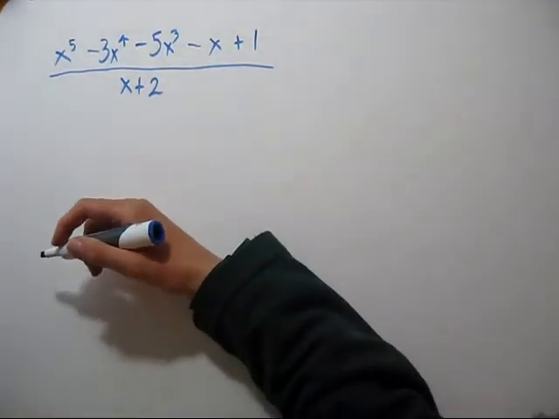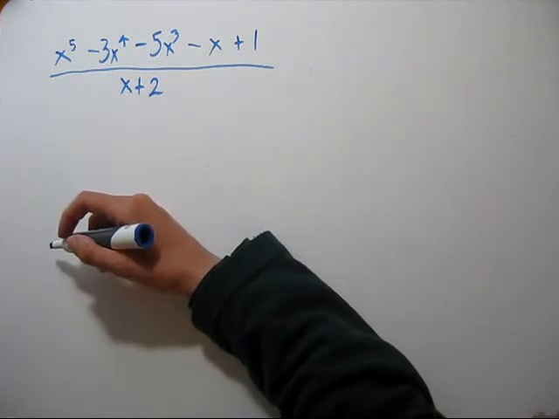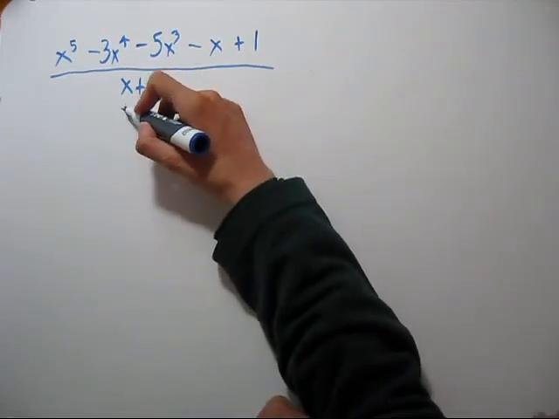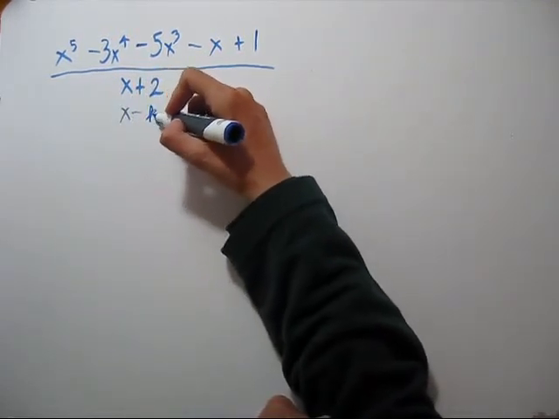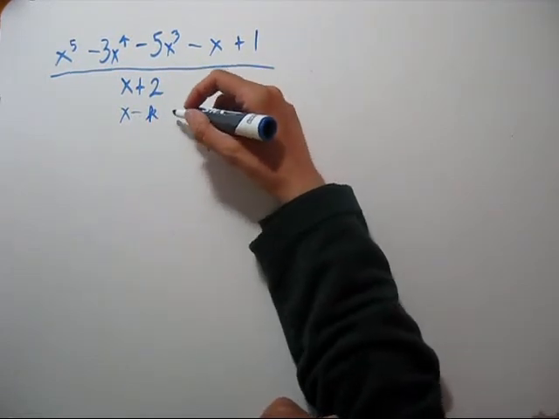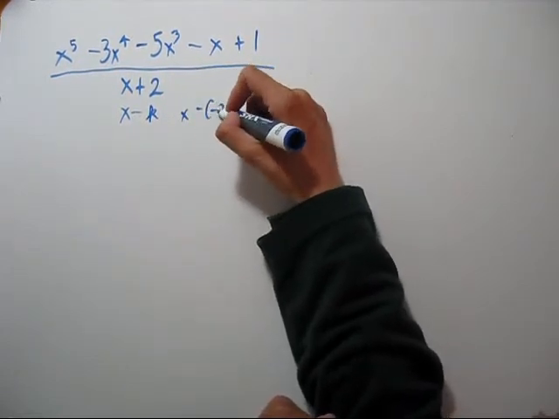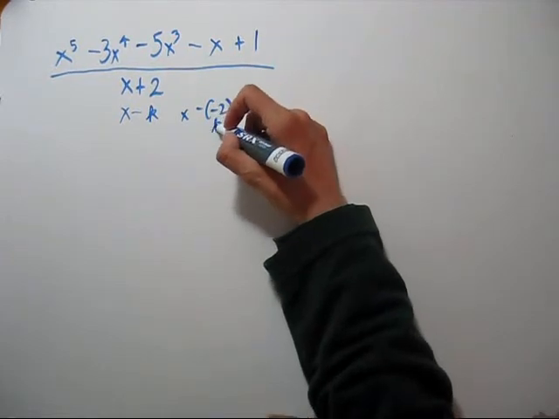Let's use synthetic division to do this problem. First of all, we need our k. It needs to be in the form of x minus k. So we have an x minus a negative 2. So our k is a negative 2.